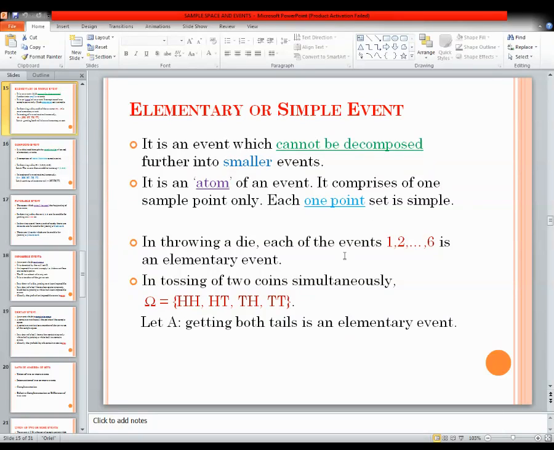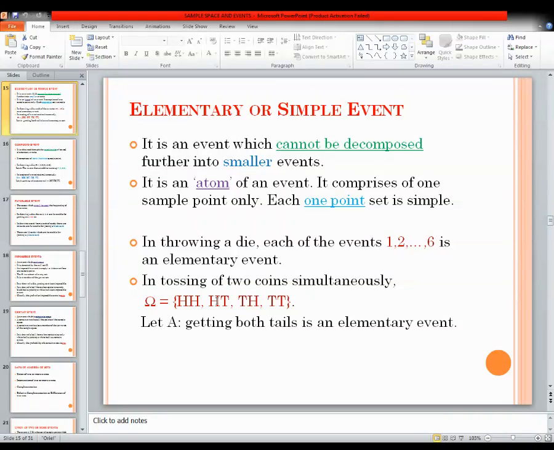So if you take this example, when we throw a die, the possible outcomes are 1 to 6. Suppose I am getting 1. I cannot further decompose this, so I cannot further divide this event. Therefore it is an elementary event. It is a simple event.